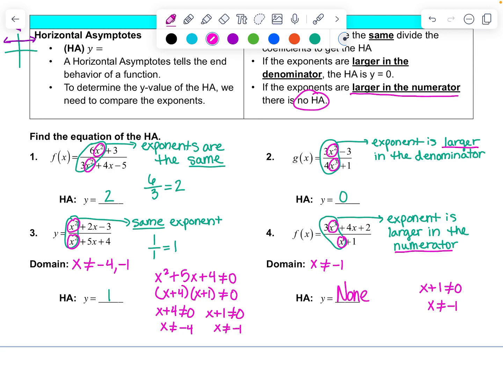Okay. So an example of each: if they're the same, you divide your coefficients. Larger in the denominator, you have a horizontal asymptote of 0. Larger in the numerator, you do not have a horizontal asymptote. Okay.